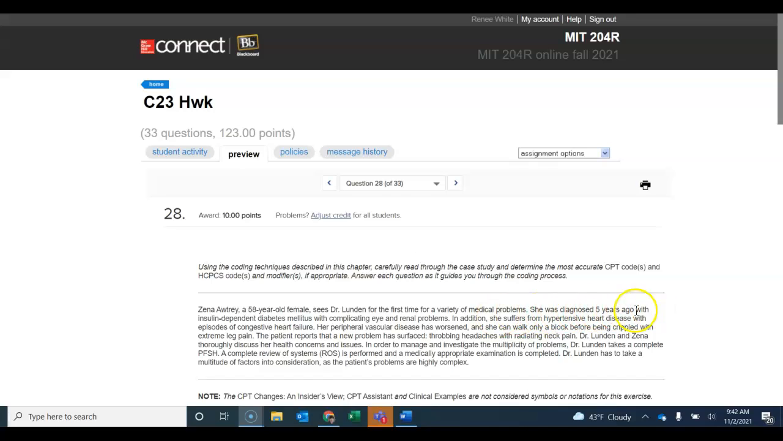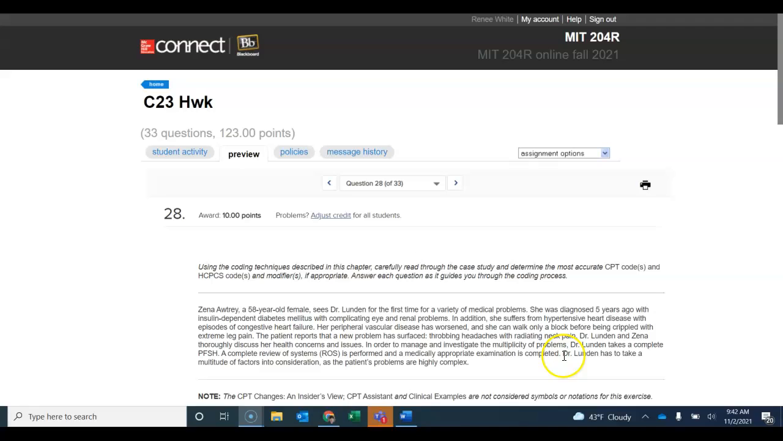So we've got 5 years ago, diabetes, and diabetes has resulted in eye problems, renal problems, okay? She's got heart disease, episodes of CHF, peripheral vascular disease has worsened. She can only go a block before she's crippled with leg pain, okay? So now we have a new problem, okay? We've got throbbing headaches, radiating neck pain, okay? So just think if you had to code the diagnosis for this case. We'd have a lot, right?